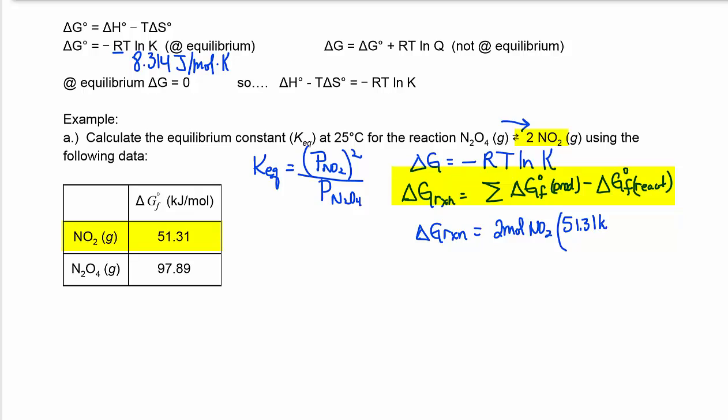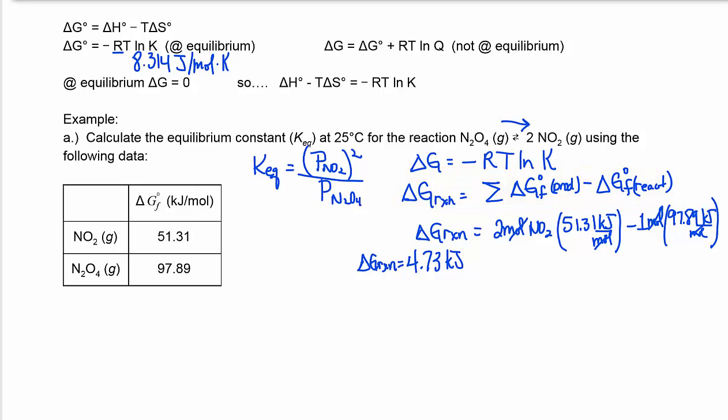51.31 kilojoules per mole, minus, and my only reactant is 1 mole of N2O4, and that is 97.89 kilojoules per mole. My moles will cancel on each of these. And the delta G of my reaction will end up being 4.73 kilojoules.